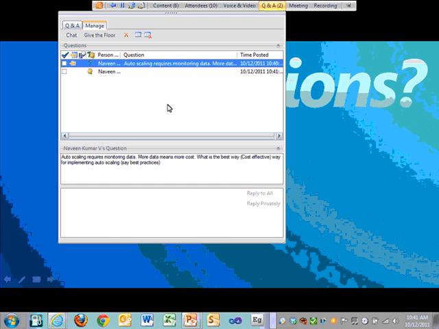Okay, here's one. Autoscale requires monitoring data. More data means more cost. What is the best, cost-effective way for implementing autoscaling? Best practices. Okay, great question. Sometimes the cost of just knowing what's going on so you can take good action does in its own right cost money. So when you instrument apps to track things, for example, using the Windows Azure Diagnostic System, the stuff it tracks goes into blob and table storage, which you pay for. So what are the best practices there? Well, first of all, only track what you need to track. You might have a verbose mode for tracking when you're debugging a problem, but generally just track what you need to track.